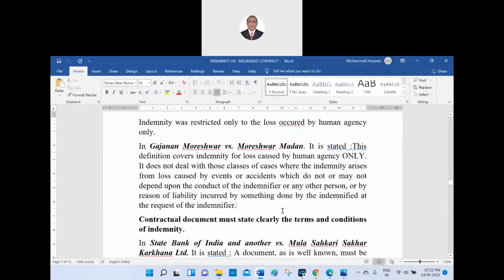Suppose the injured is 100% at fault, at that instance he is not going to get anything because his fault is 100%. And I told you in my classes earlier, suppose you did not wear the helmet, how much deduction would there be?